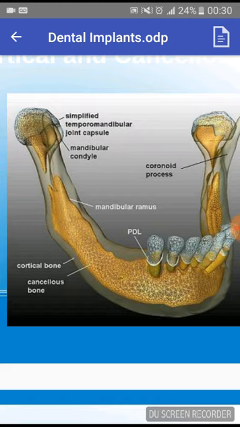Okay, so the next type of bone we're going to come across in the alveolar bone is the alveolar process, and this has the cortical bone, which is the outer part, and the cancellous bone, which is the inner part. So remember when I said the endosteal implant transects one cortical plate? As you can see in this diagram, there's one cortical plate here and another cortical plate here.